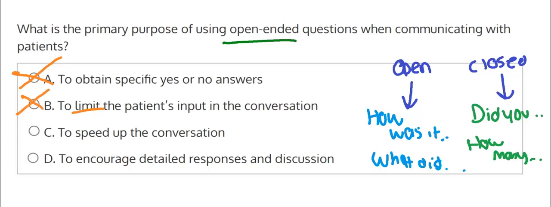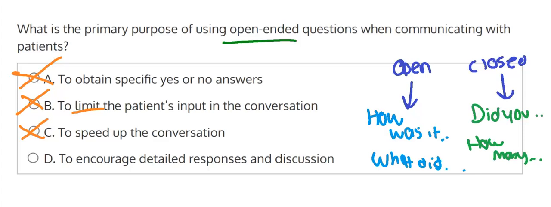Option C says to speed up the conversation. And actually, this might make it go a little slower, which would be better because we want to find out more information. We want to have a more enriched experience with the patient to find out more about them. So we will eliminate option C.